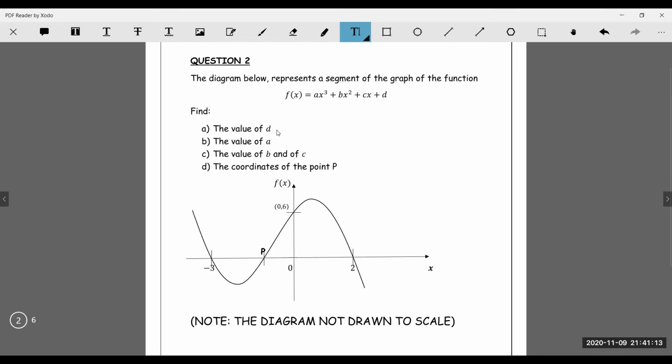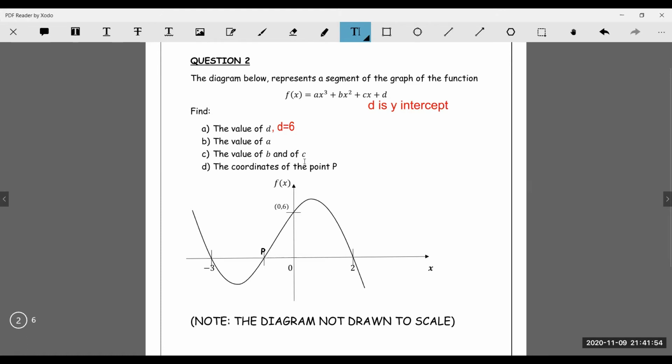Now, to find the value of D, what is going to be D? Look at the function: f of x is ax cubed plus bx squared plus cx plus d. D is the y-axis intercept, so we can write that down. D is the y-intercept. The y-intercept is 6. So what's the value of D? D is equal to 6.